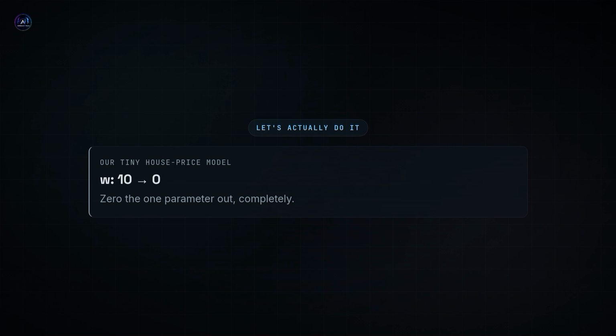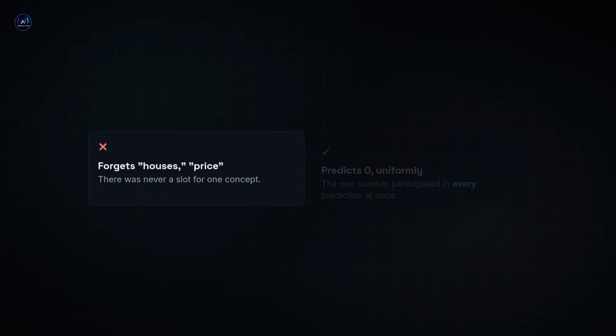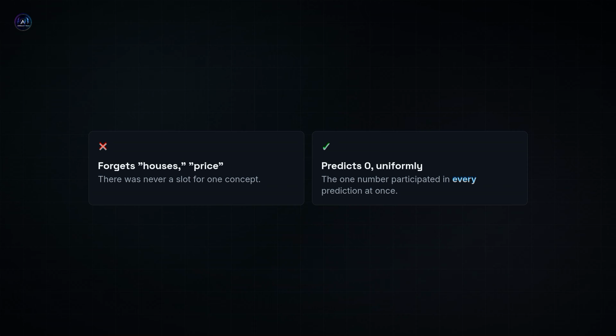Let's actually do it. Take our tiny house price model from last episode, one parameter, currently sitting at 10. Zero it out completely. The model doesn't forget houses. It doesn't forget price. It just predicts 0 for every single input, uniformly. There was never a slot labeled the concept of price to begin with. There was only ever this one number, participating in every prediction at once.